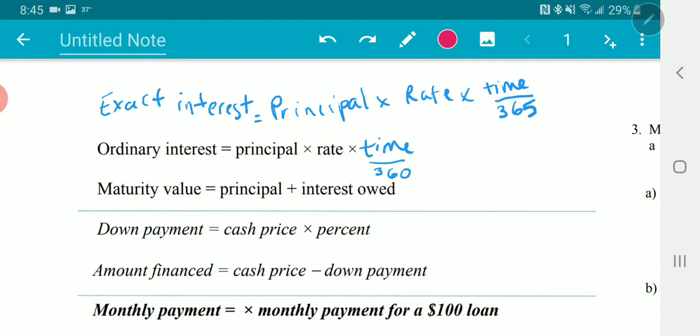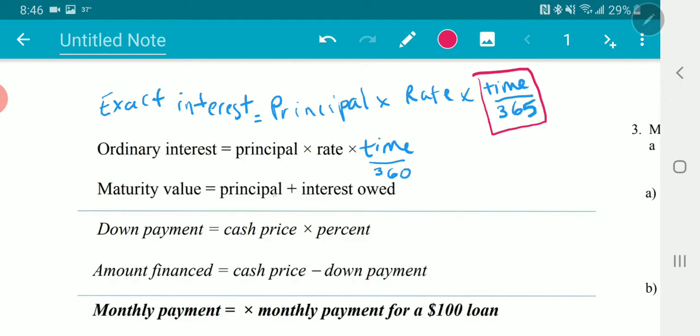A couple things I wanted to bring to your attention before we get into a couple problems are the equations are a little bit off in the sense that some of the things aren't showing up. So for exact interest, it should be principal times rate, and then the part that's missing is time over 365. All you're doing is plugging in your number of days for that time piece. Then you're putting it over 365.